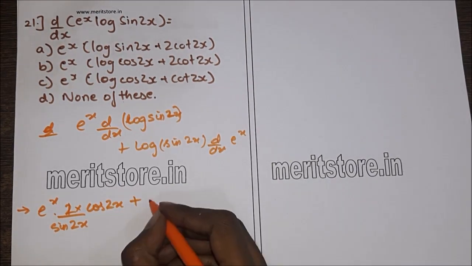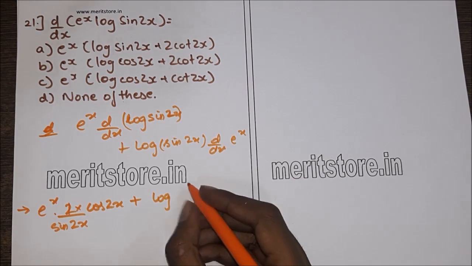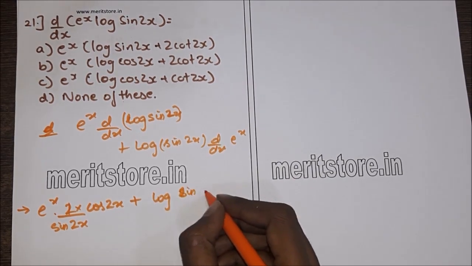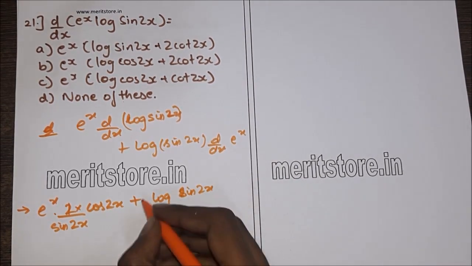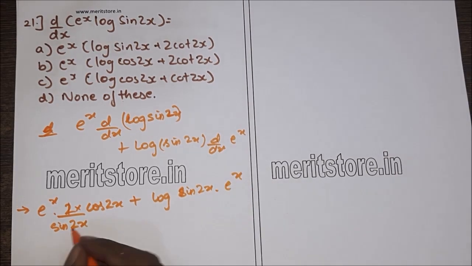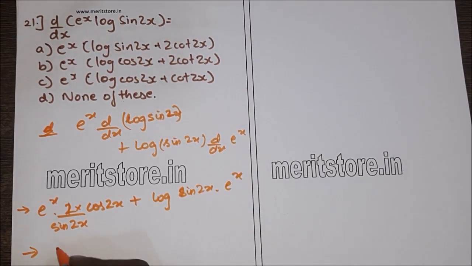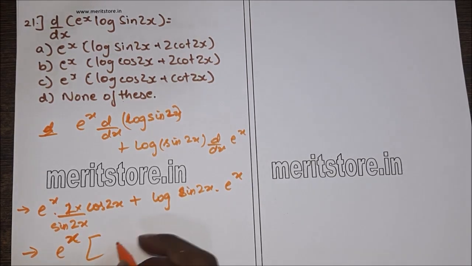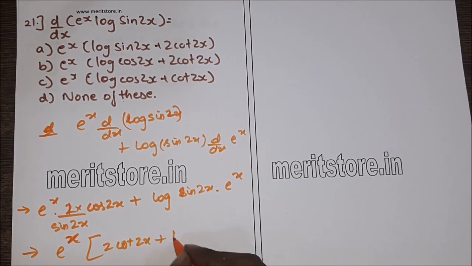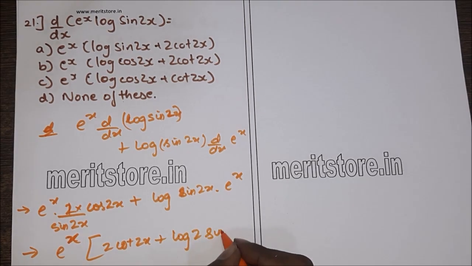Plus log of sine 2x, derivative of e raised to x is e raised to x, so this is e raised to x. So we take e raised to x common, so e raised to x into cos 2x upon sine 2x is cot 2x, so this is 2 cot 2x plus log of sine 2x, which is option A.